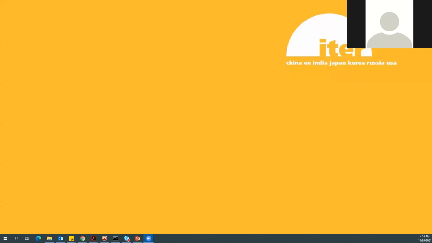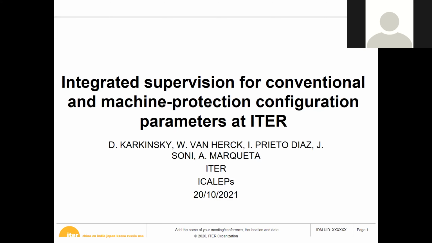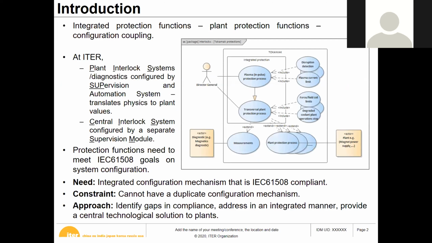Thank you. Can you see the screen? Yes. Okay. Right, so good morning, good afternoon, and good evening to everybody. I'm here to present our approach to integrated supervision for conventional and machine protection parameters at ITER. Now, in a tokamak, there are machine protection processes that require a high level of integration and coordination between different plants.